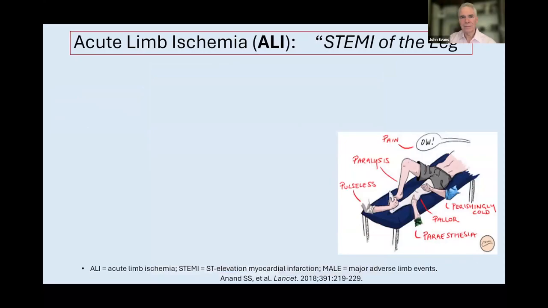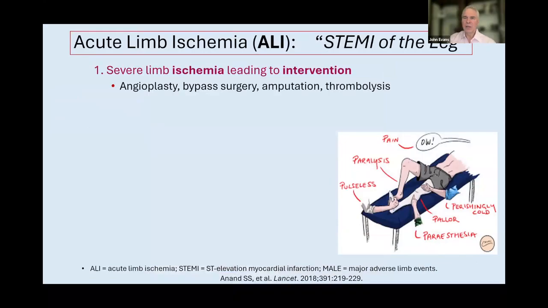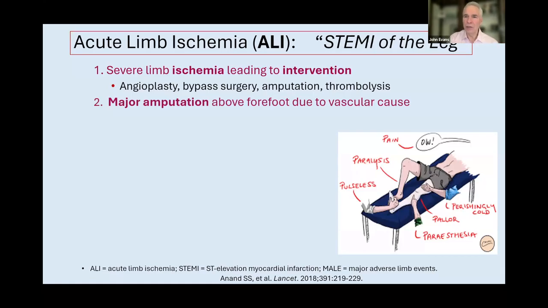A little bit on acute limb ischemia. This is a level of ischemia that's an emergency, an urgent problem. The patient will have severe limb ischemia that requires an intervention of some sort, either an angioplasty, bypass, or possibly an amputation. So this is a serious level.